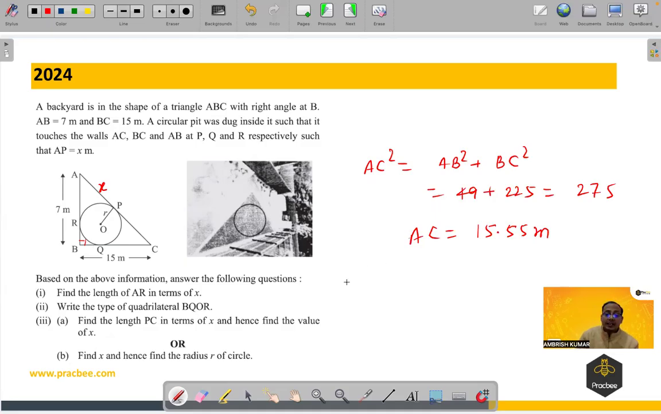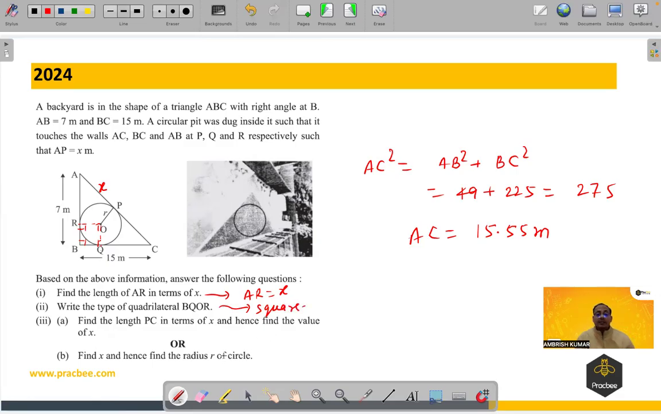So look, AR and AP are going to be equal. So AR equals X only, right? Write the type of quadrilateral BQOR. Look, it's going to be a square. Now we have proved these things, right? This is 90, here again 90, here again 90. So the fourth angle is 90 and adjacent sides BR equals BQ. In a rectangle, if the adjacent sides are equal, it's a square. So it's going to be a square, right?